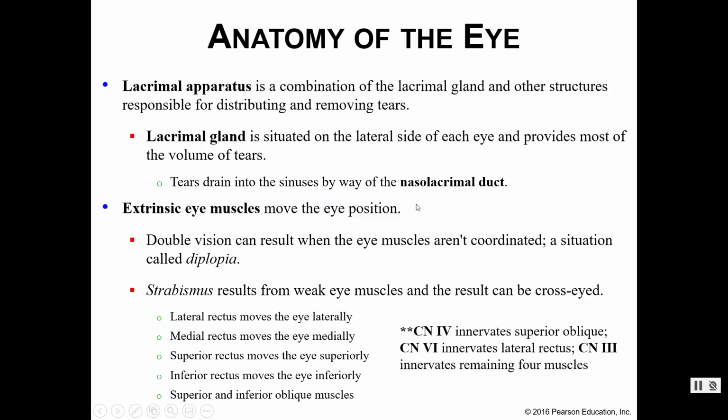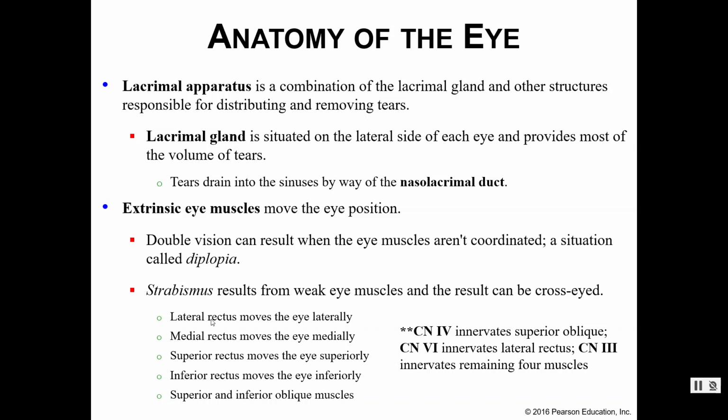Now, we can move your eyeball in a lot of different ways. We have extrinsic eye muscles that help with the position of your eye. And we can actually do quite a few eye movements. So we've got 6 extrinsic eye muscles to speak of. If these muscles do not move in a nice coordinated fashion, you could suffer from diplopia, also known as double vision. If any of these eye muscles are particularly weak, you could suffer from cross-eyedness or strabismus. Those are pretty common eye conditions.